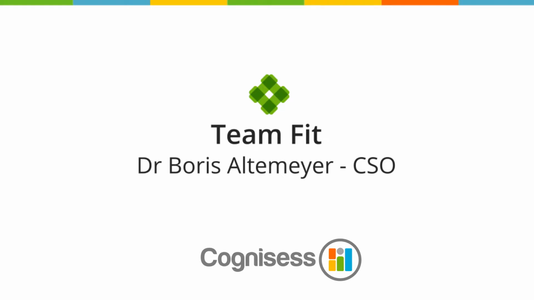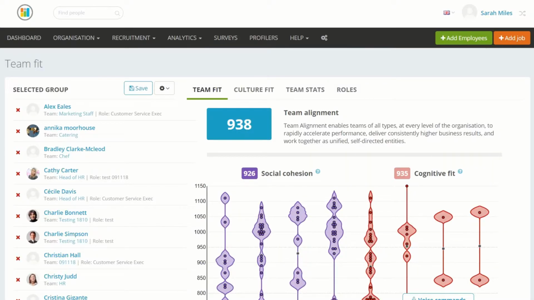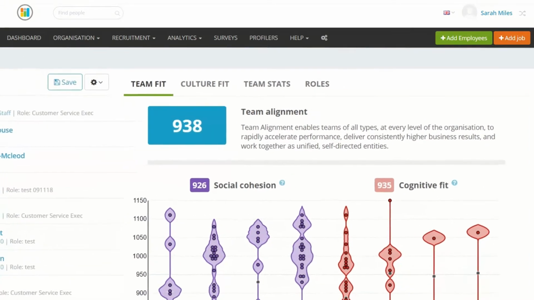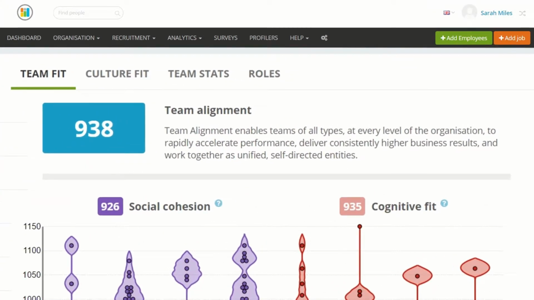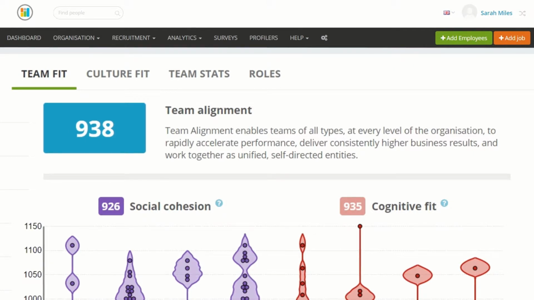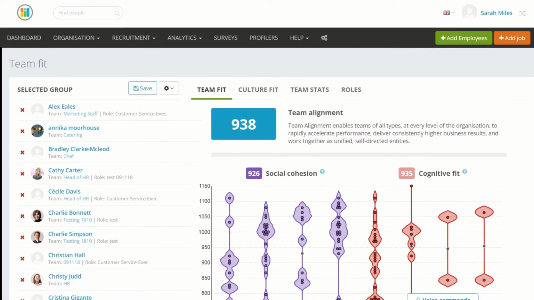I'm the Chief Scientific Officer of Cognisess, and I would like to go over team fit today. Team fit itself is a very comprehensive feature that allows us to see who is actually the right person to work within a new team, or how best to actually compose a team in terms of task alignment and overall fit of the team. The team fit feature breaks down into three separate aspects.